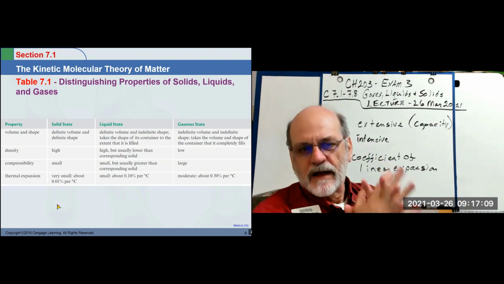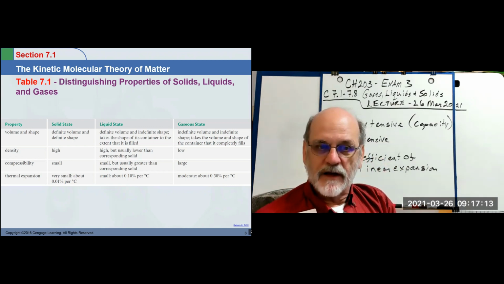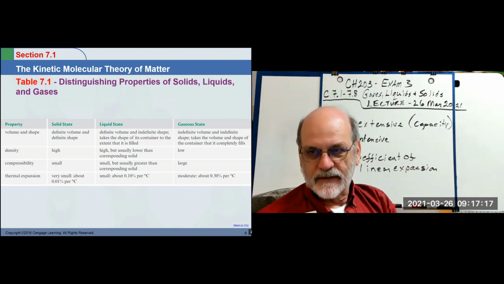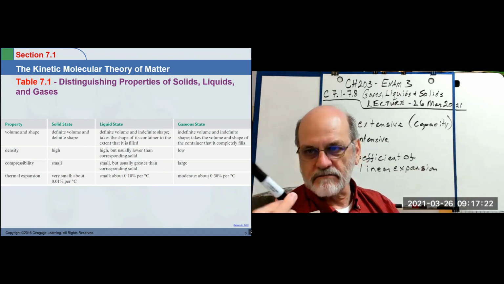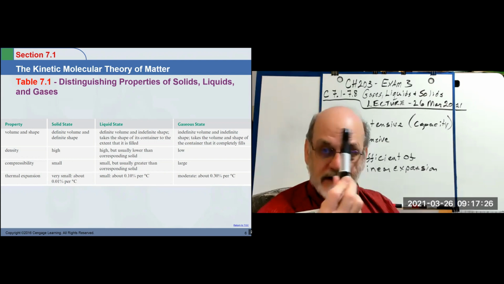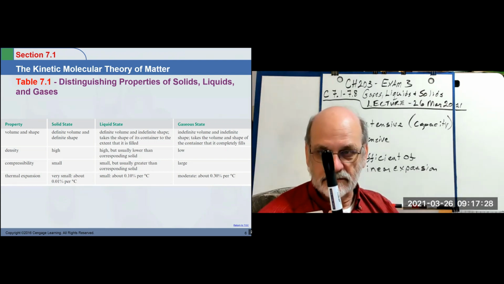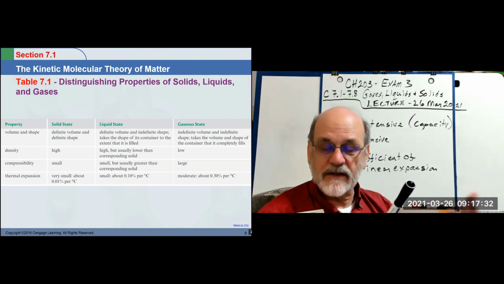Now, we need to define characteristics of the states. Solids have a definite volume and a definite shape. And we sort of intuitively understand that a solid, like this marker, holds its own shape, and it has a definite volume. Okay? And the volume only changes if we change, say, the temperature.